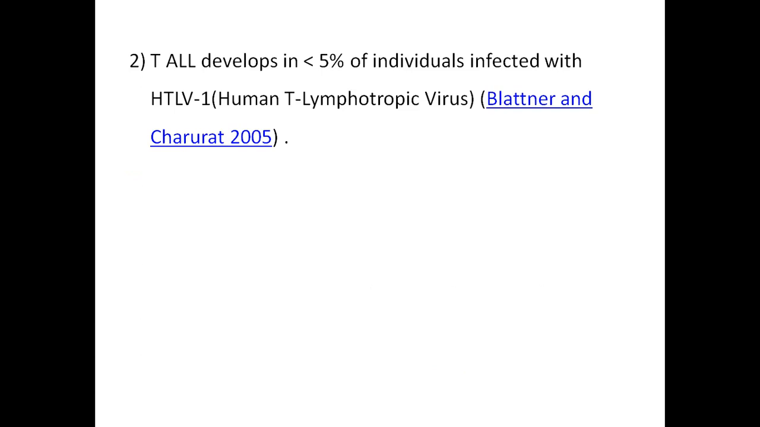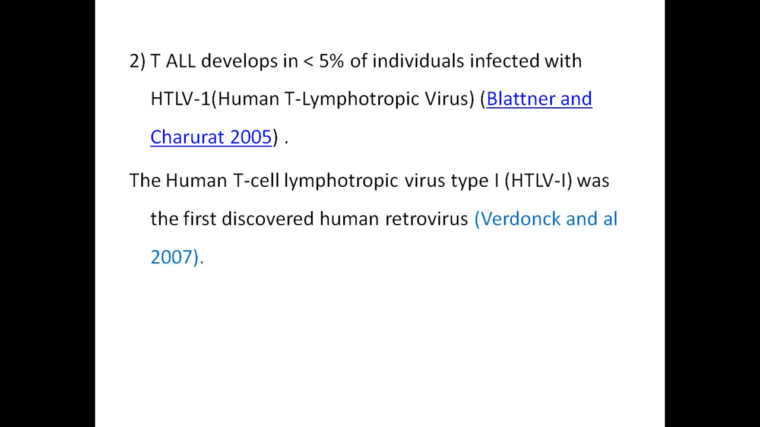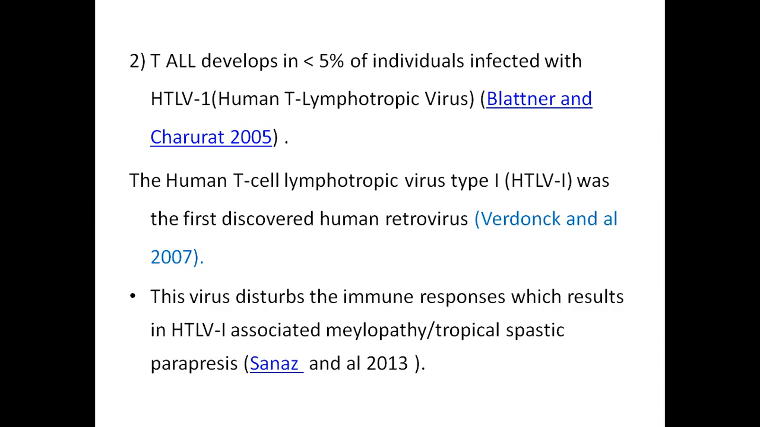T acute lymphoblastic leukemia develops in less than 5% of individuals infected with human T lymphotropic virus. The human T cell lymphotropic virus type 1 was the first discovered human retrovirus. This virus disturbs the immune response, which results in human T lymphotropic virus associated myelopathy, tropical spastic paraparesis.